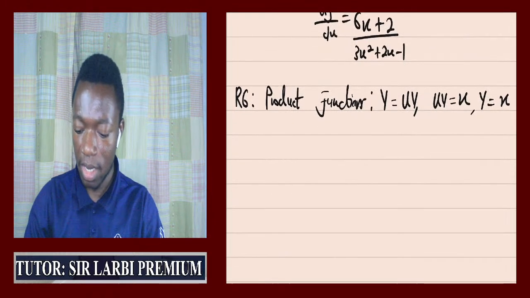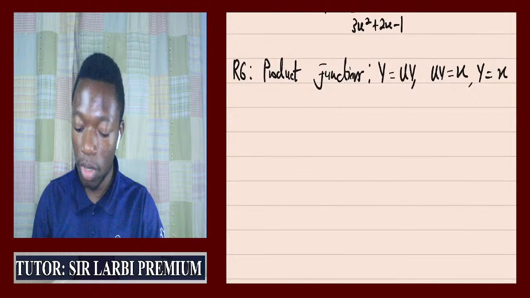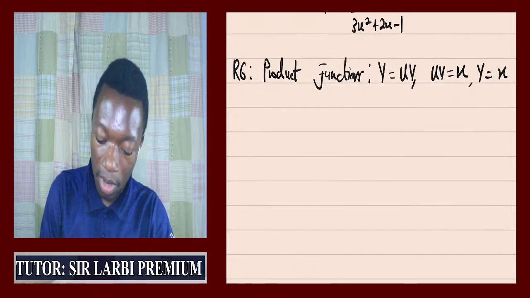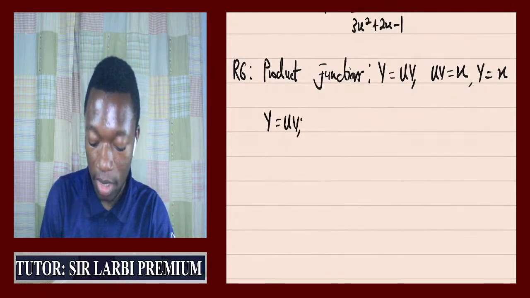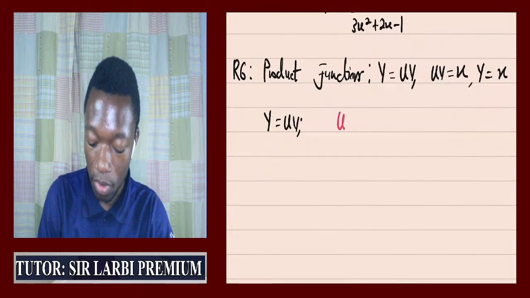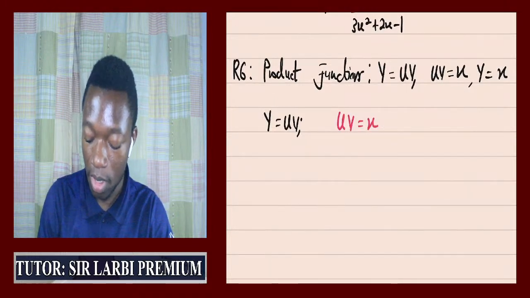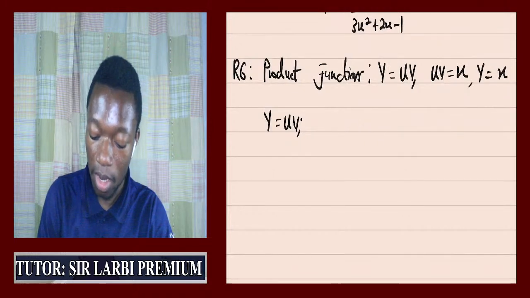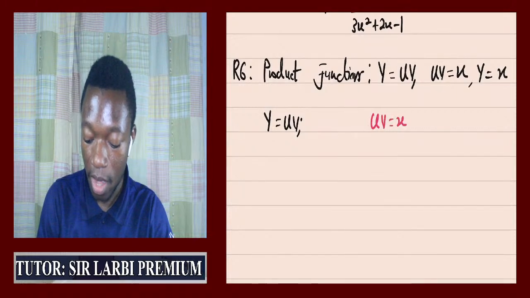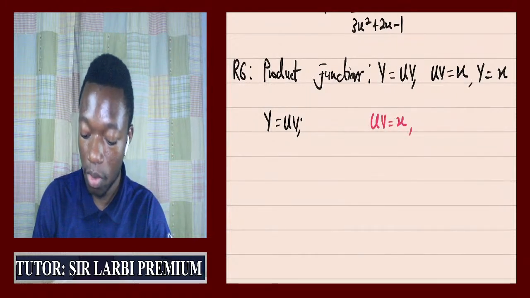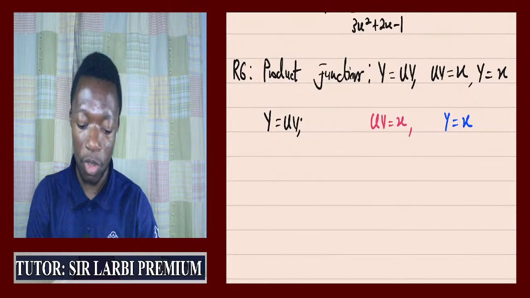If that is the case, that is fine. The next thing we want to do is bring this down. So we have y equal to uv. And let's say the second one is that uv is also equal to x. Let me bring it up here, we have some space for some working. So just follow carefully. Then we also conclude that our y should also be equal to x.